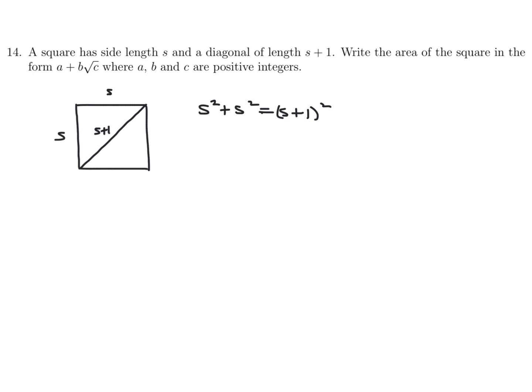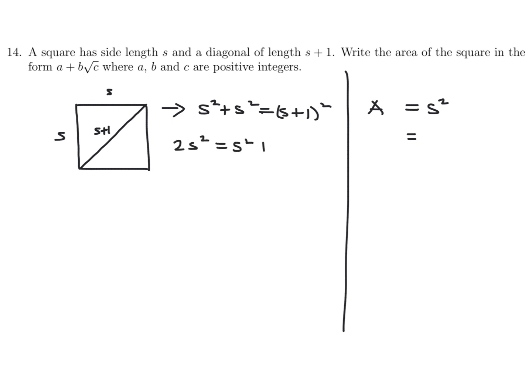What do they want me to figure out? Area of the square. So the area of the square is s squared. So I guess I have to figure out the numerical value of s. And obviously I'd have to use that equation. Okay, let's do this. So 2s squared is s squared plus 2s plus 1. Let's put everything on one side. S squared minus 2s minus 1 is 0.